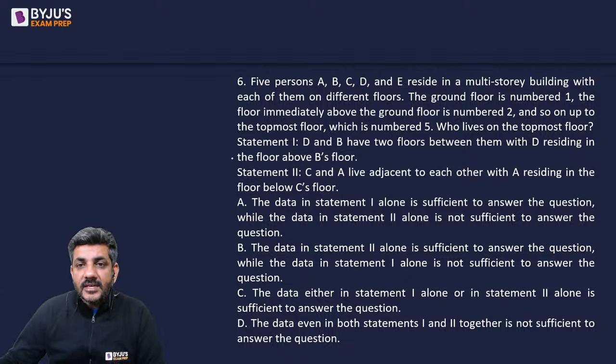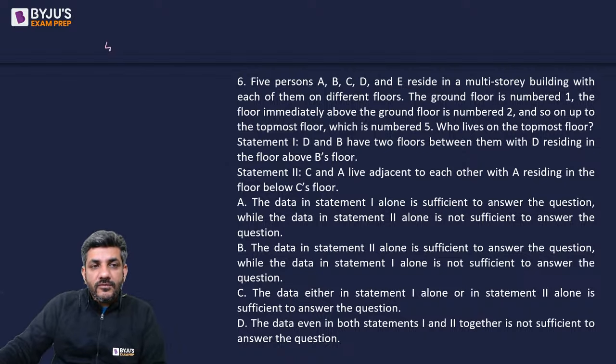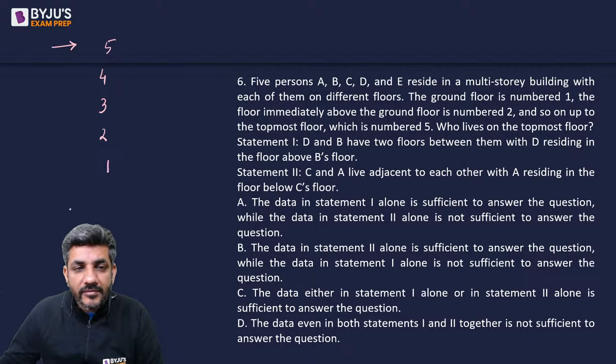Five persons A, B, C, D, E reside in a multi-story building with each of them on different floors. The ground floor is numbered 1. The floor immediately above is number 2, and so on up to the topmost floor, which is 5. Who lives on the topmost floor? So we have 5, 4, 3, 2, 1. Question is, who stays at floor number 5?